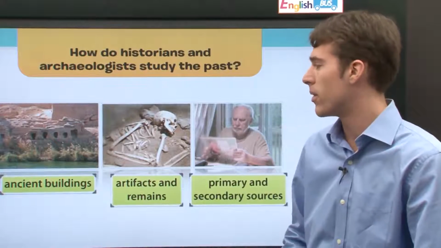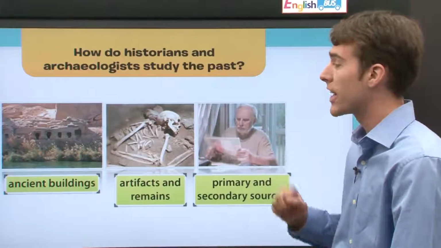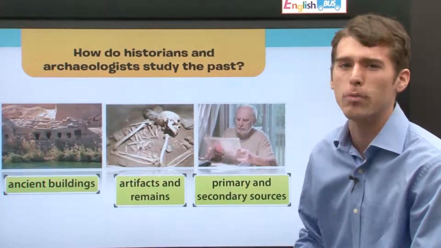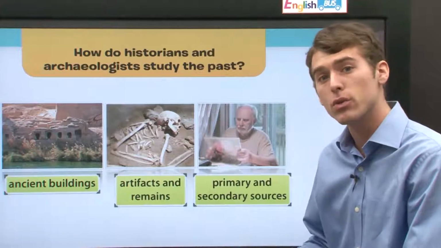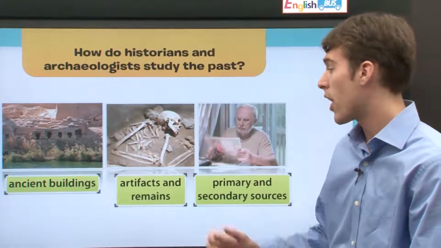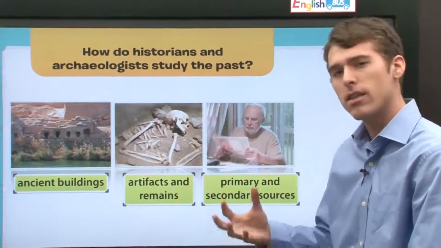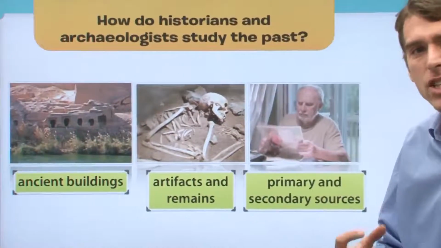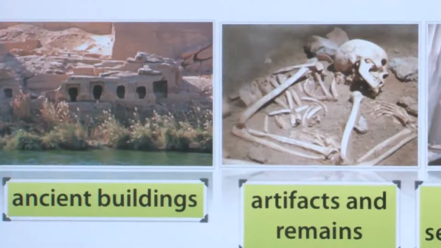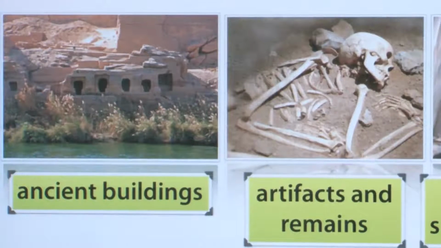Well, it's pretty simple. Some of the archaeologists look at ancient buildings, very old buildings, to find clues about how people used to live. They also look at artifacts, things that the ancient people made in the past. Or they look at the other remains, the physical remains, like the bones or the hair.